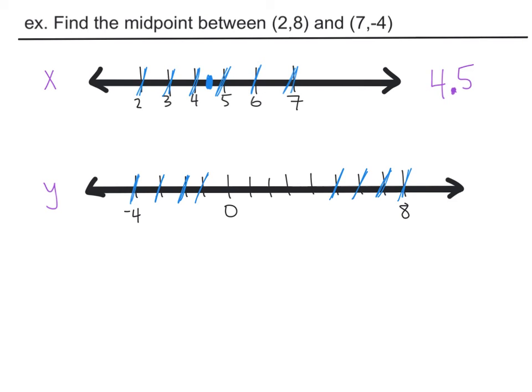Now I think I'm going to try to do one step at a time. One step from the left, one step from the right. One step from the left, one step from the right. And now I can see if I take one more step from the left or the right, they meet right there. Counting, if I start at 0, I can see that they met at the point 2. So the middle between negative 4 and positive 8 is right here at 2. Now I can say the midpoint is at (4.5, 2).